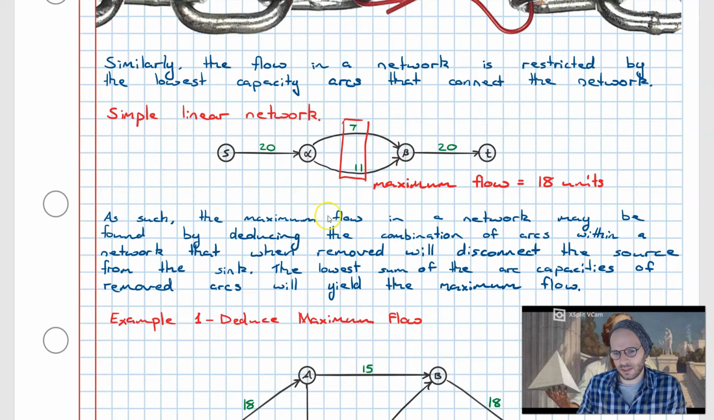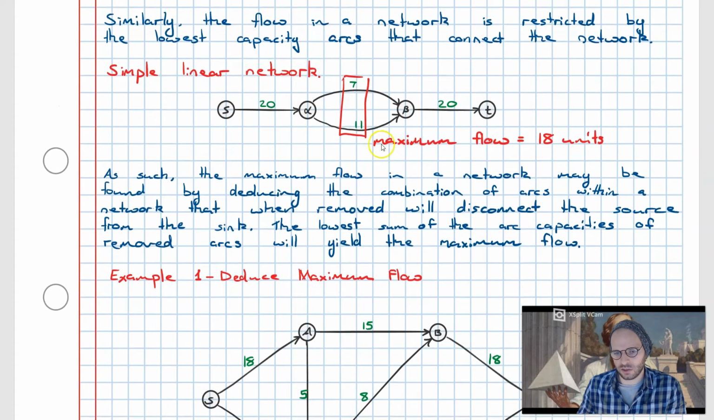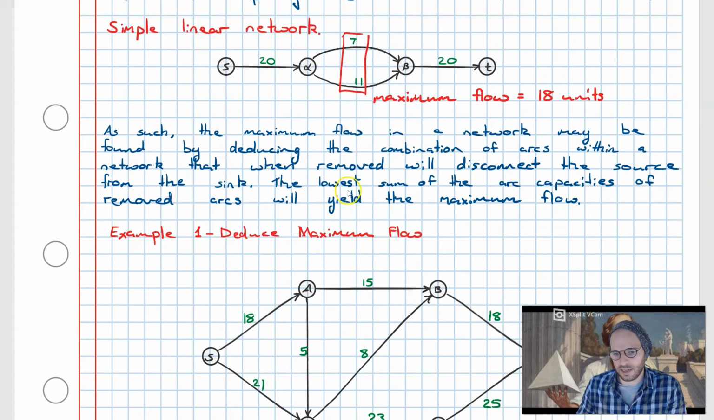Now one way of thinking about finding the maximum flow in the network by looking for bottlenecks is you can think of it as the maximum flow in a network may be found by deducing the combination of arcs within a network that when removed will disconnect the source from the sink. So in our case, when we remove these 2 arcs over here, we're effectively breaking the network or disconnecting the network.